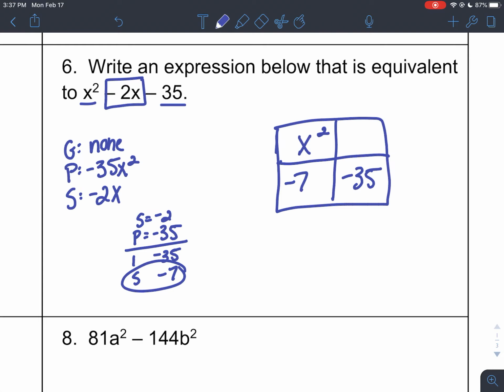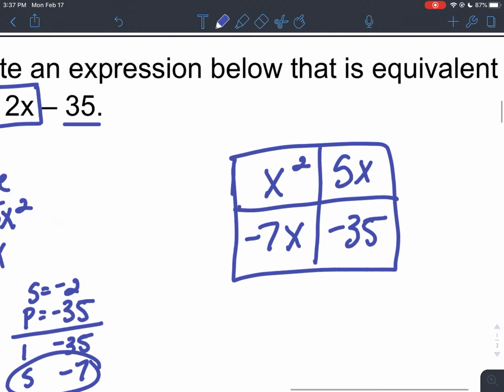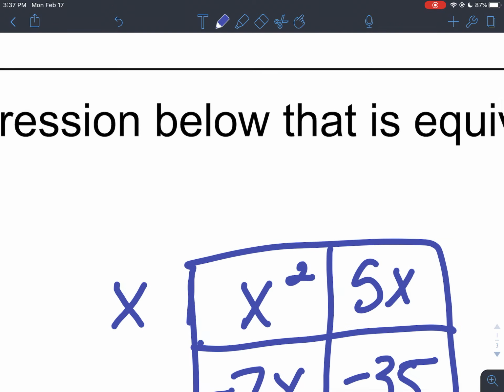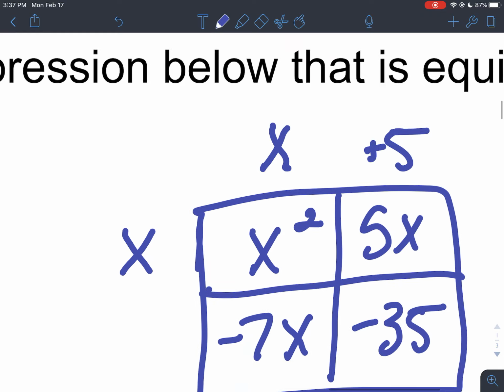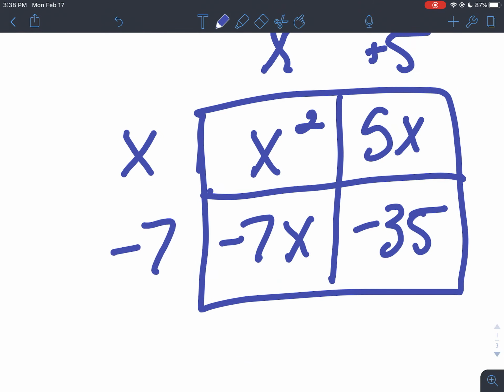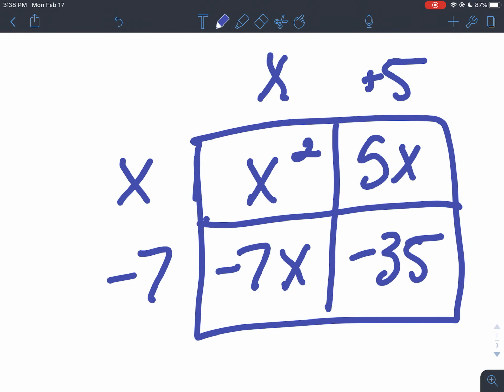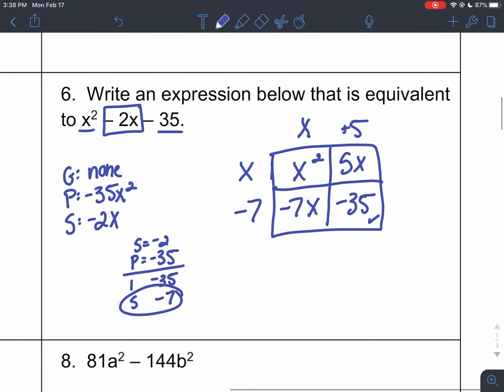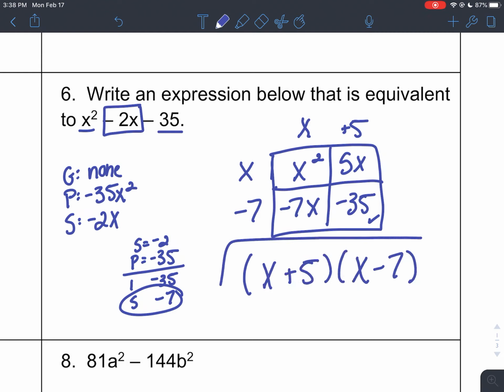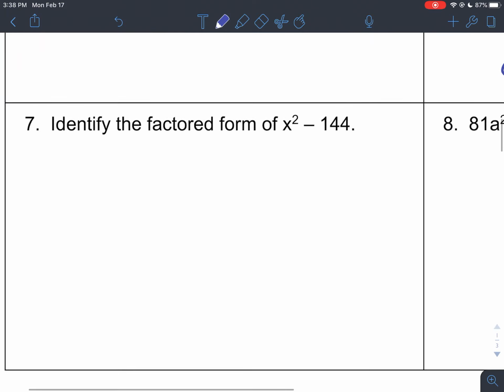So here it doesn't matter where I put them, but I do need to add my x. I can pull out an x from x squared and 5x. X times x gives me x squared. X times 5 gives me 5x. X times negative 7 gives me negative 7x. Negative 7 times 5 does give me negative 35. So here my expression ends up being x plus 5 times x minus 7.